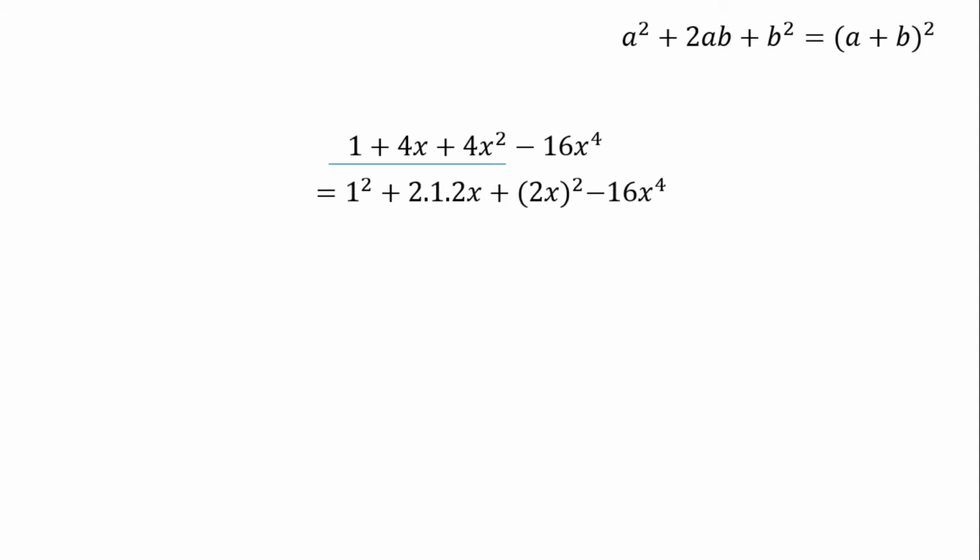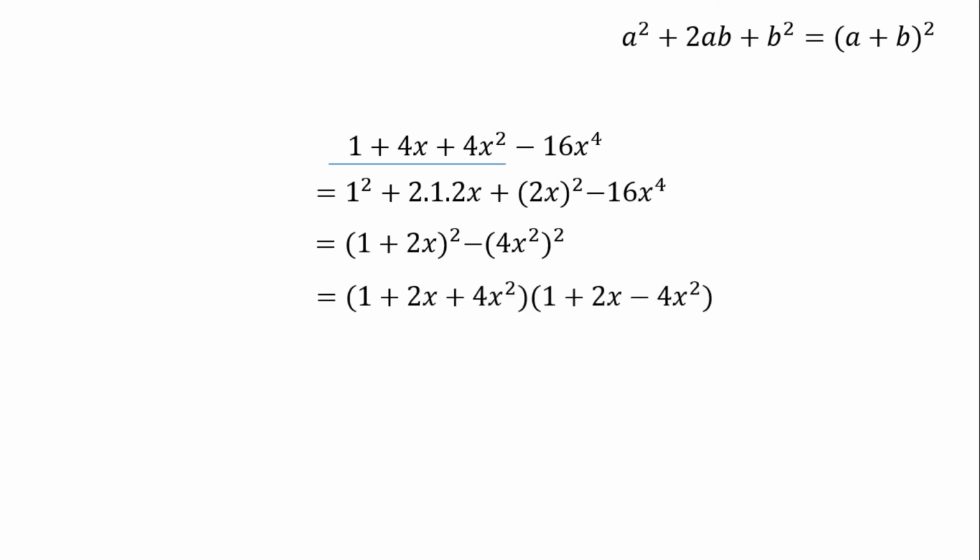Then again a square 2ab b square can be converted into a plus b whole square, means 1 plus 2x whole square. Then further we can convert 16x to the power 4 into 4x square whole square. Then again we can use the formula a plus b, a minus b.